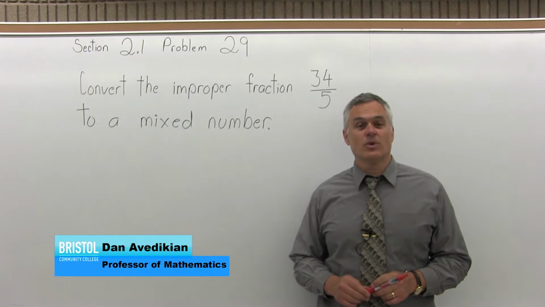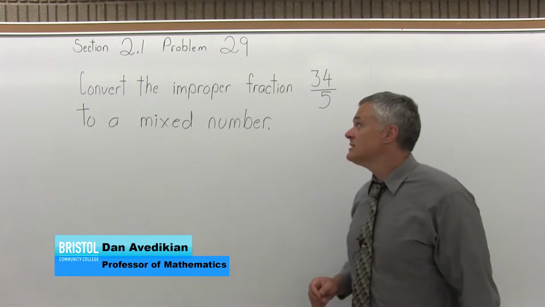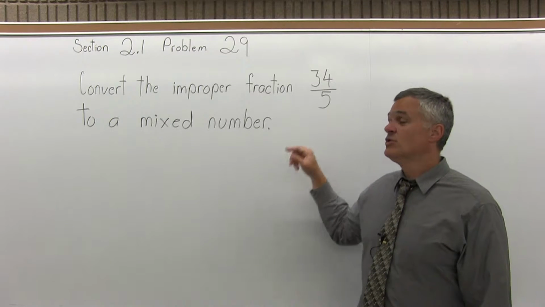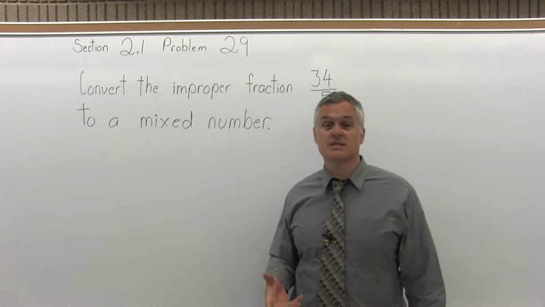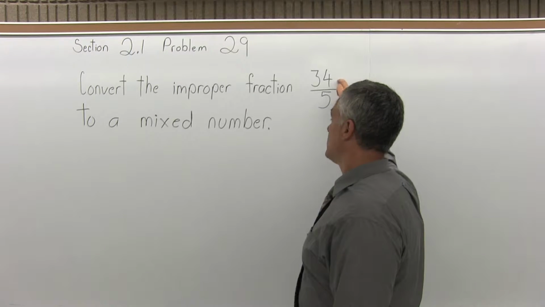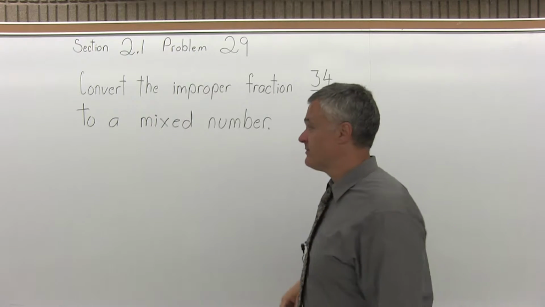This is Section 2.1, Problem 29. It says convert the improper fraction 34/5 to a mixed number. So we want to write this as a number with a fraction. Because the numerator is larger than the denominator, I know this is a little bit more than 1.